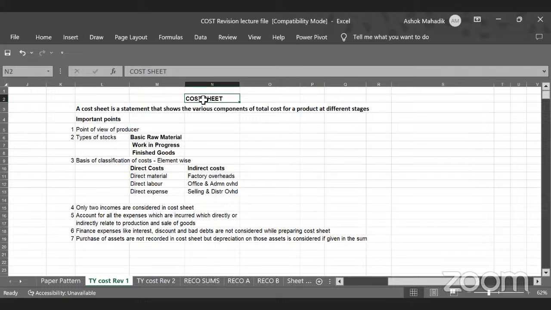Now, in a cost sheet, we use element-wise classification, that is direct cost and indirect cost. We always begin with direct cost. Under direct cost, we cover direct material, direct labor, and direct expenses. The total of these three is called prime cost. After this, we go to indirect cost. Under indirect cost, we have three subheads: factory overheads, office and administration overheads, and selling and distribution overheads.